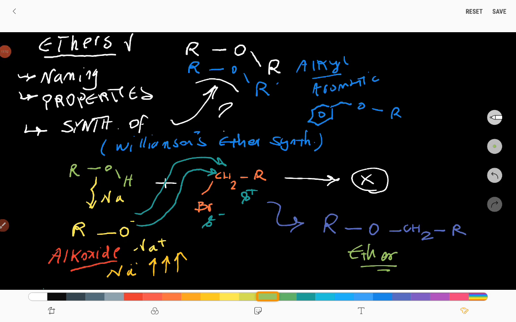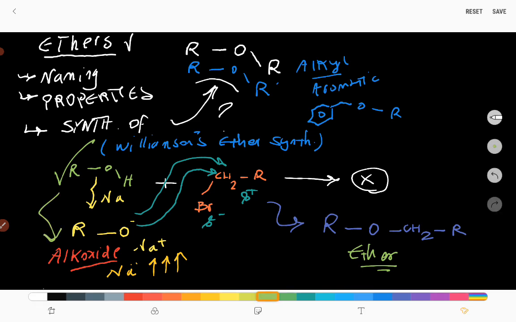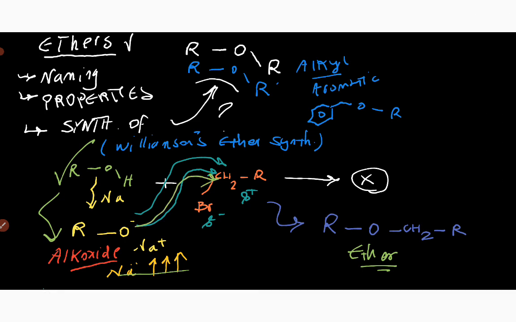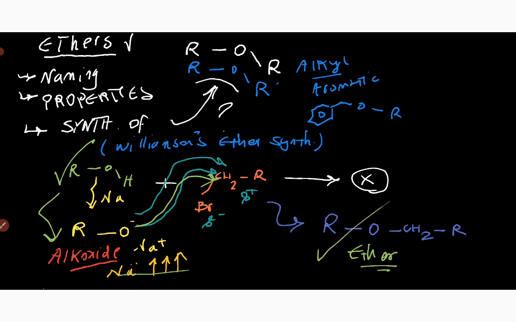So for review, we turn the alcohol molecule into an alkoxide, and why? Because the alkoxide is a powerful nucleophile. Now the alkoxide attacks the alkyl halide, and the result will be the ether.